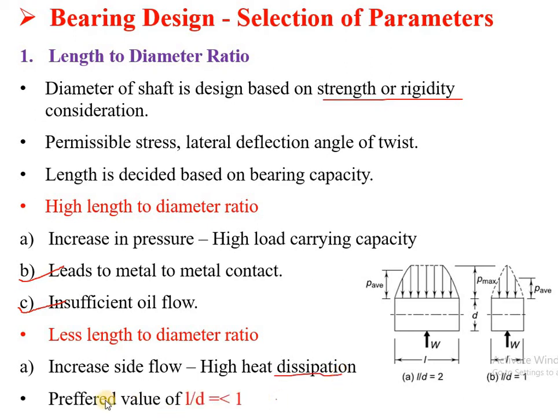So, the preferred value of L by D ratio is equal to or less than 1. Now, if L by D ratio is more than 1, then the bearing is called a long bearing. If it is less than 1, then the bearing is called a short bearing. And if it is equal to 1, then the bearing is called a square bearing. So, this is what we have discussed about length to diameter ratio.